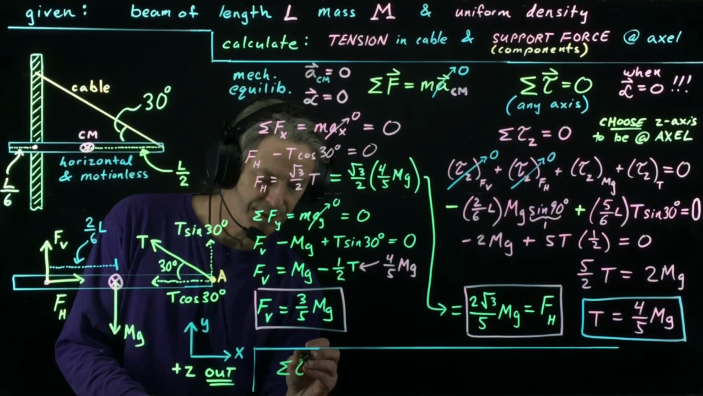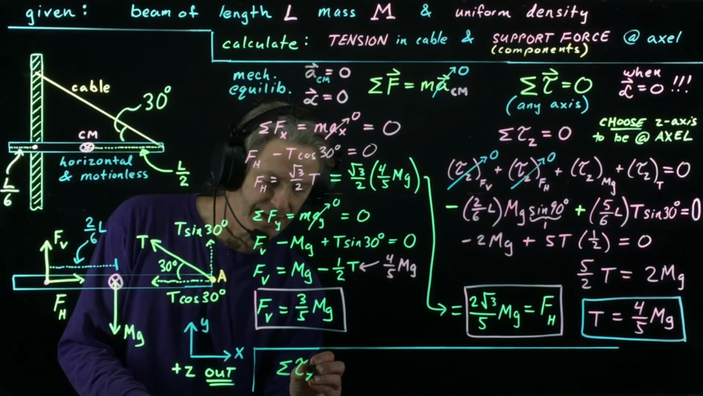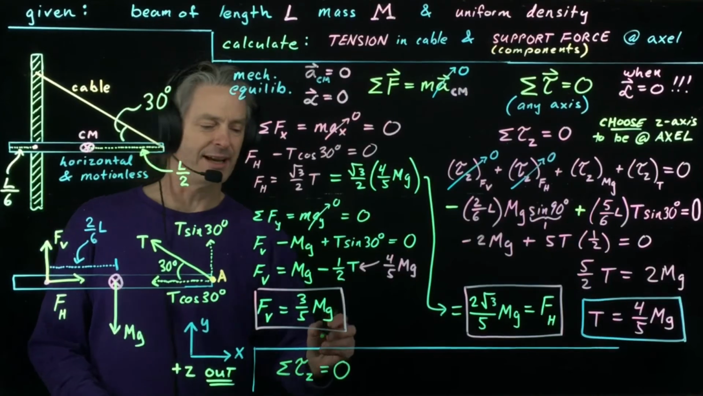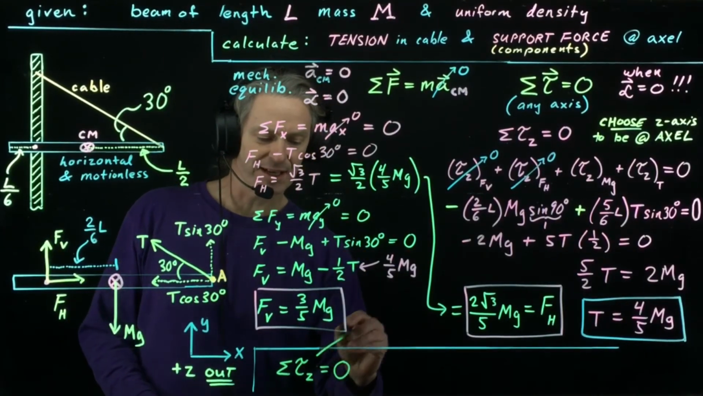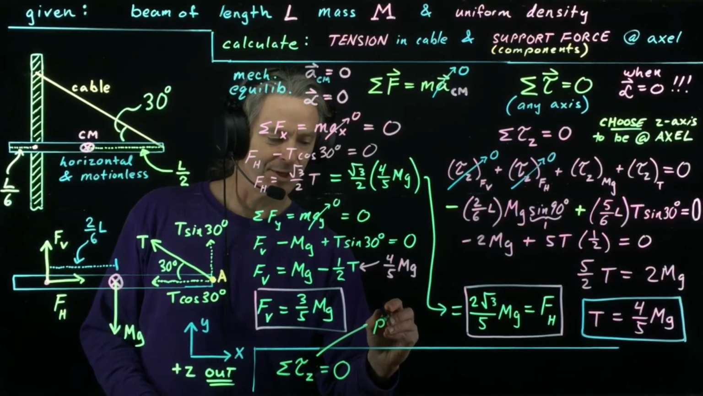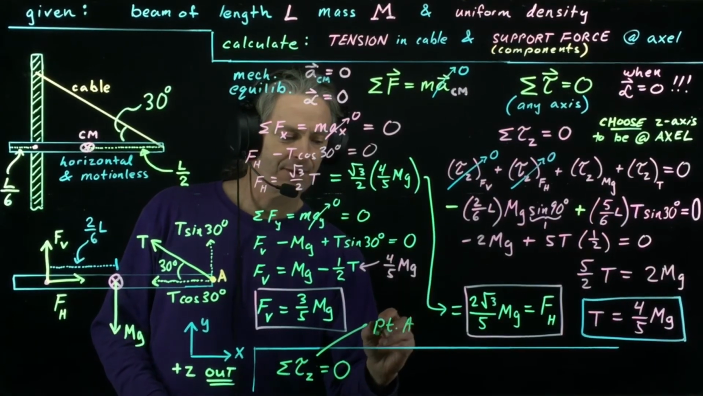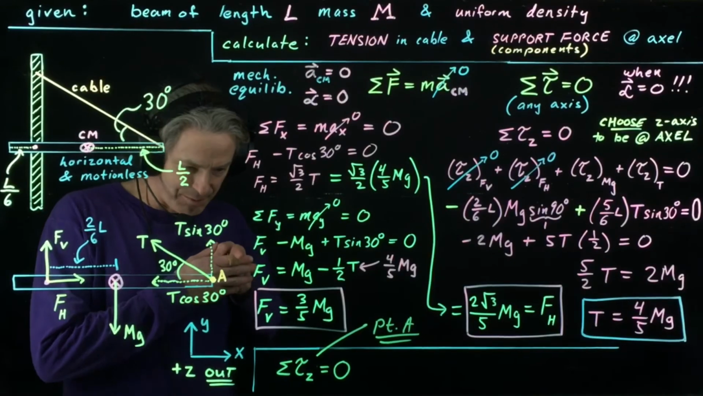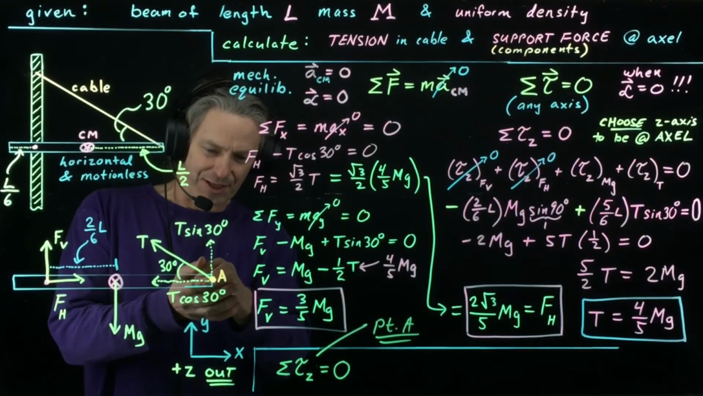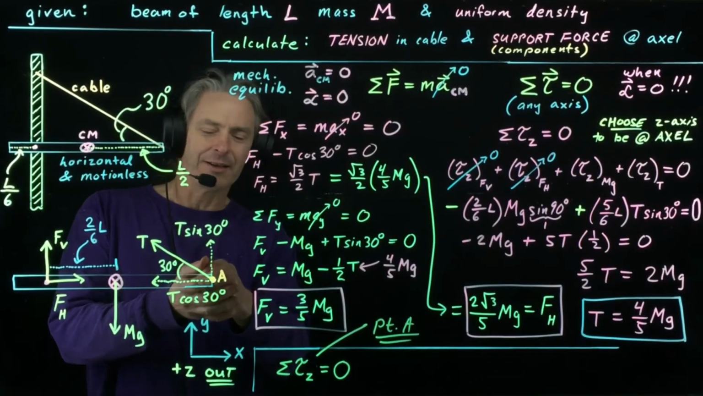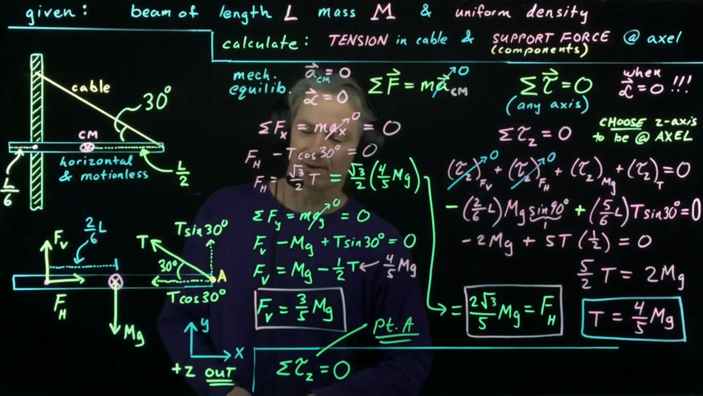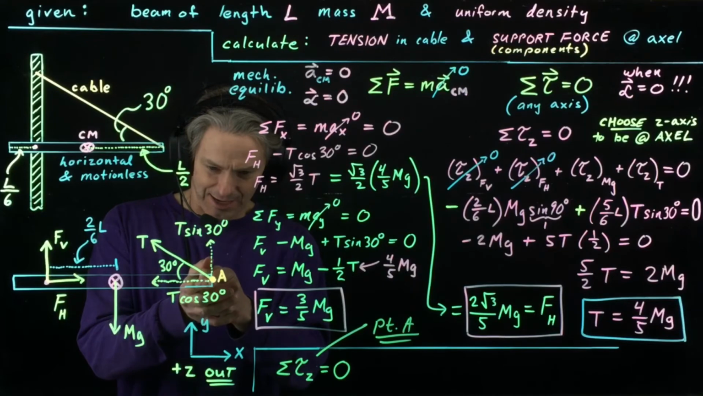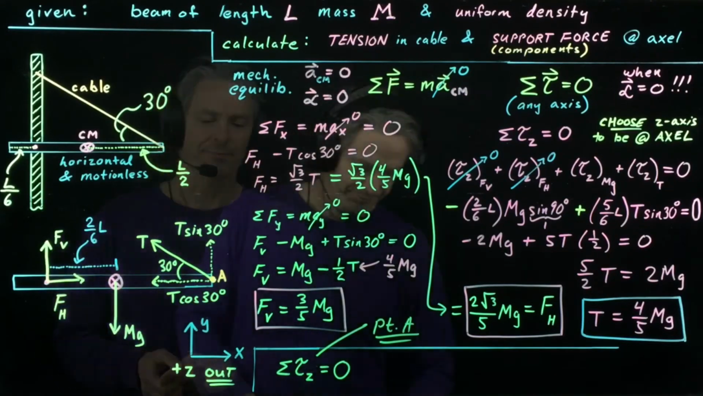Sum of the torques about the z-axis equals 0. But I'm going to use that. I'm going to call that my z-axis, and I'm going to call that point A. What I mean is I'm taking my z-axis to be coming out in the positive z direction through point A instead of my original z-axis. So I'm going to calculate all my torques with reference to this axis, not this one.